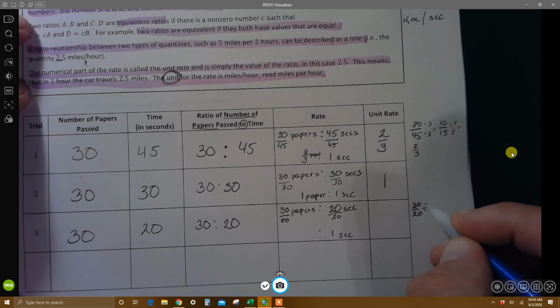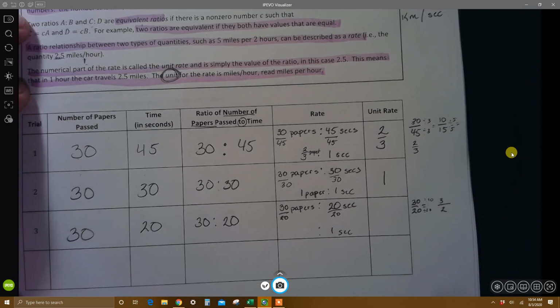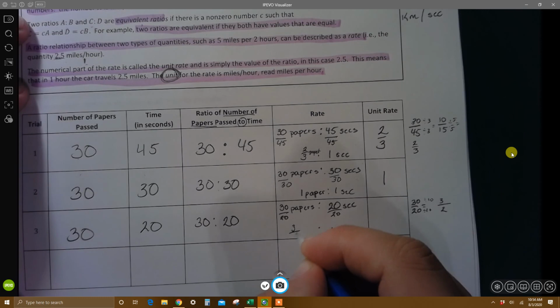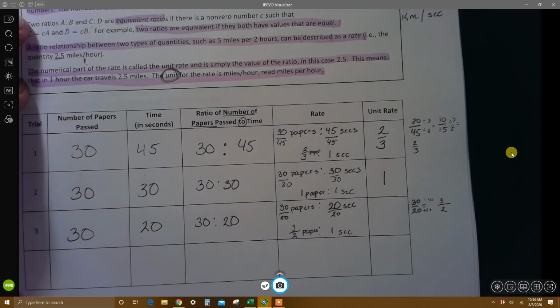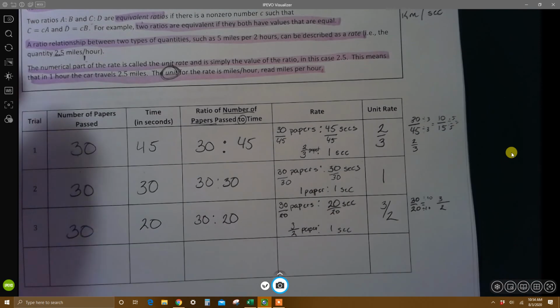So 30 divided by 10 gives me 3. 20 divided by 10 gives me 2. Well, there I go. 3/2. It's been simplified. I can't simplify that anymore. I really don't want a mixed number, so I really don't want 1 1/2. So I'm going to stick with just 3/2. So I can pass out 3/2 of a paper every 1 second. So what's my unit rate? 3/2. And there you go.